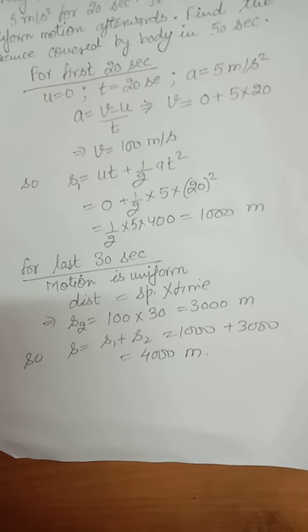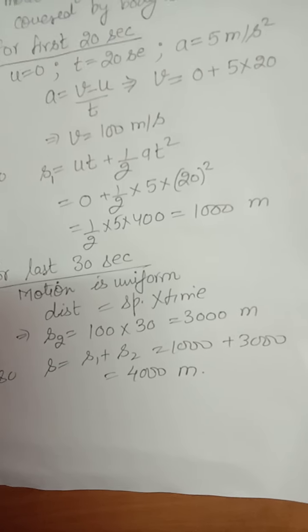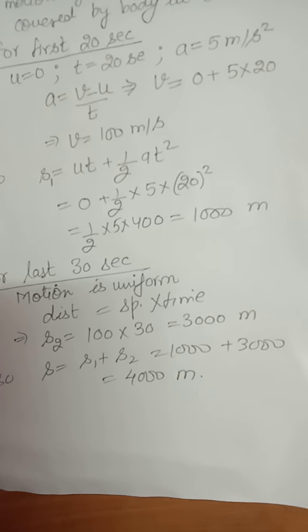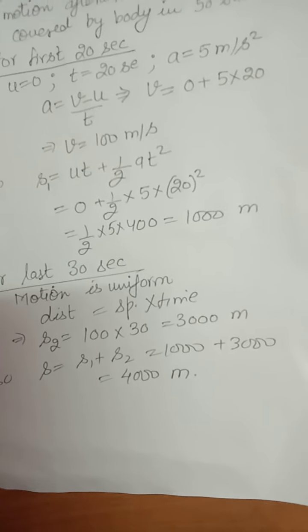So now for the second part of the journey we can say that speed of body is 100, time is 30, so we get distance, speed into time, is 3000 meter. And so the total distance covered in 50 seconds will be distance covered in first 20 seconds plus distance covered in 30 seconds, means S1 plus S2, and we get the value 1000 plus 3000 is 4000 meter.